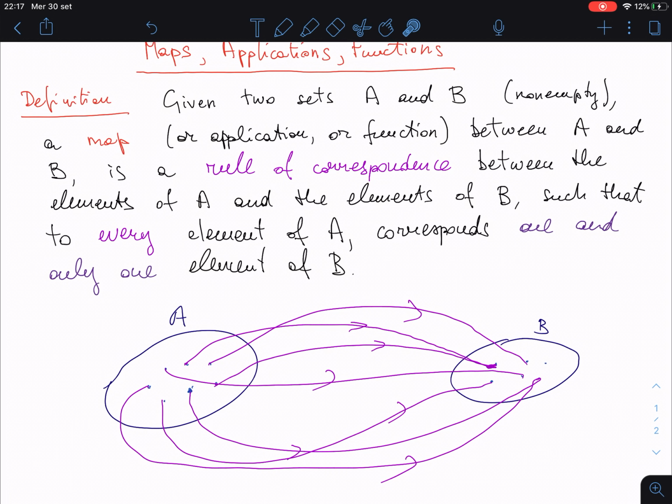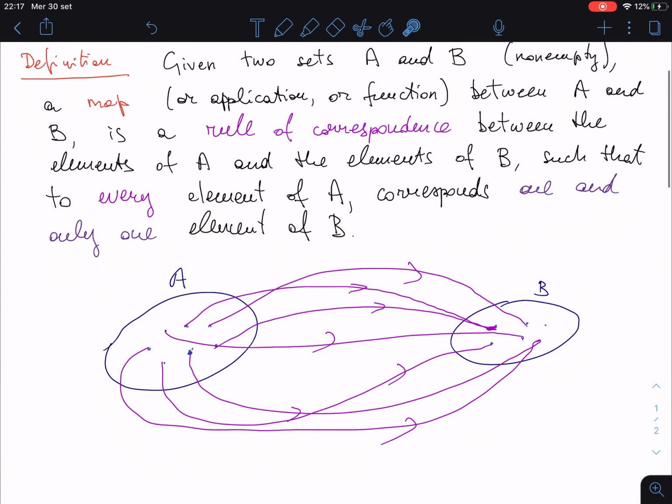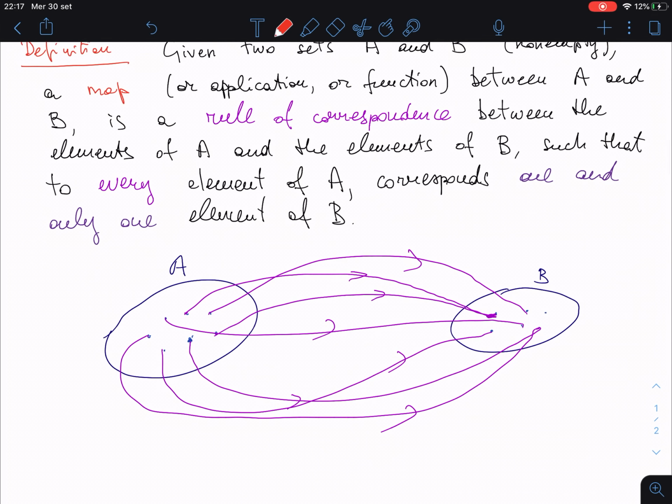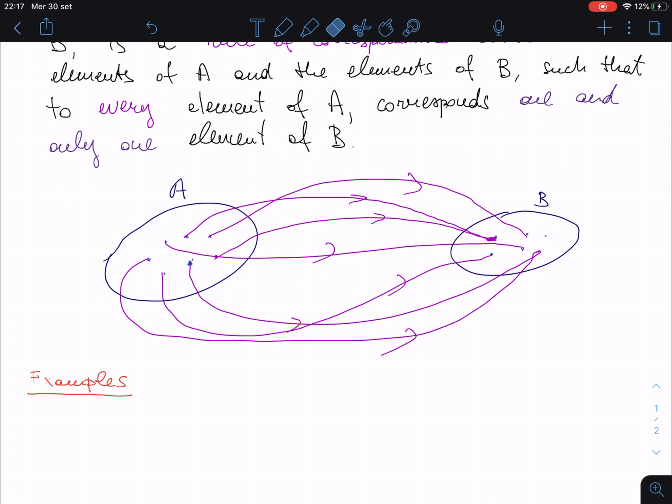So let us see some examples, not mathematical examples, at least. We can start by examples that are not really mathematical. But before giving an example, let us complete the definition with the notation.